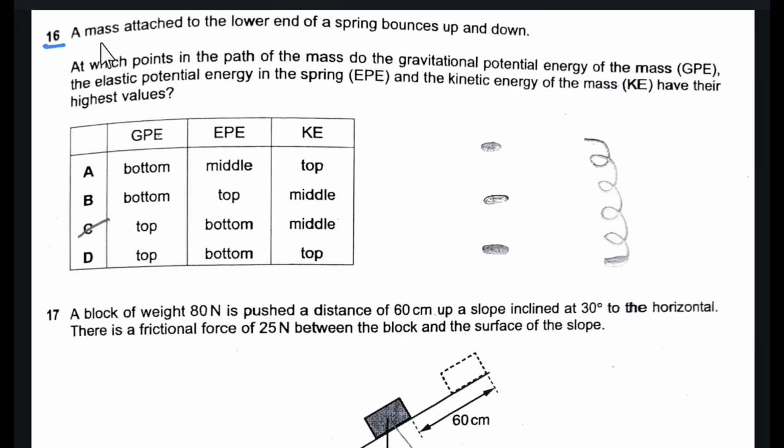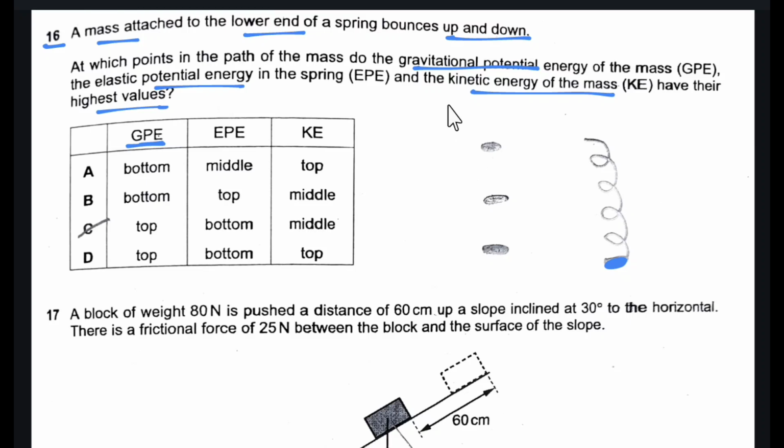16. A mass is attached to the lower end of a spring that bounces up and down. So this spring bounces up and down, and here is the mass. At which point in the path of the mass do the gravitational potential energy of the mass, the elastic potential energy of the spring, and the kinetic energy of the mass have the highest value?